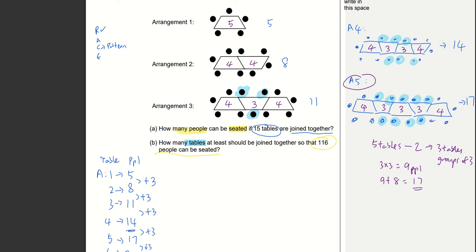This seems to work. So let's say I have 5 tables. I minus the first and last table. I get 3 groups of 3. 3 times 3 gives me 9. Then I must plus back the people who are sitting 4 and 4, so that's 8. Okay, let's try with table arrangement 4. So I have 4 tables. I minus the first and last table. I get 2 groups of 3. So 2 times 3 gives me 6. 6 plus 8, is it 14? Yep, it is.